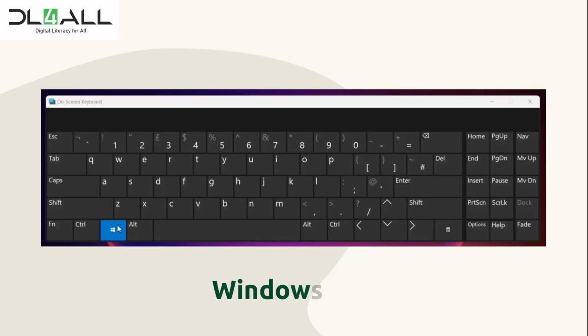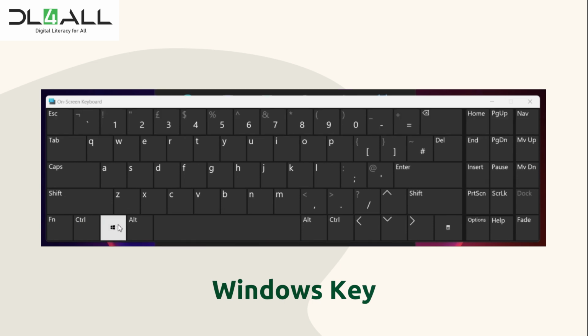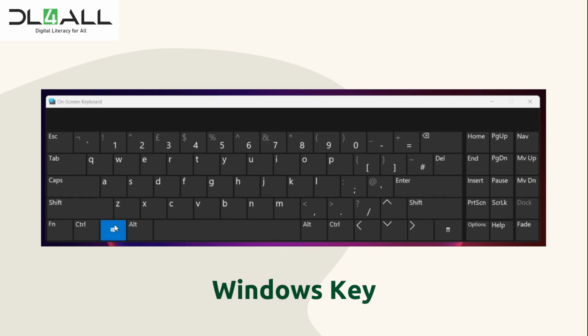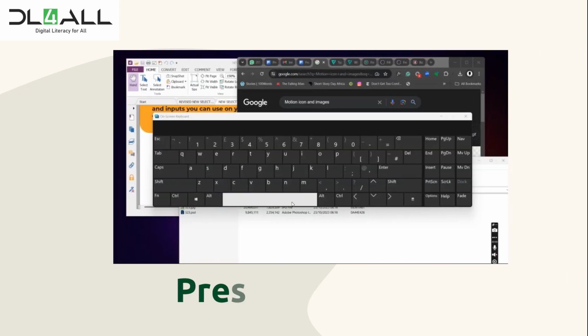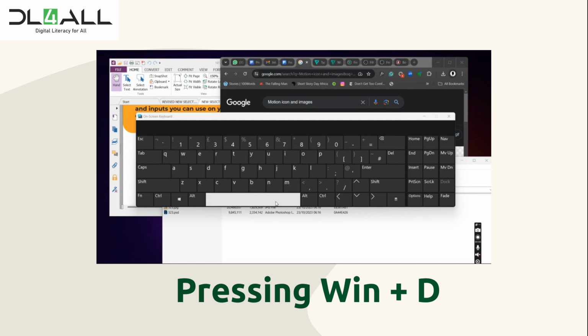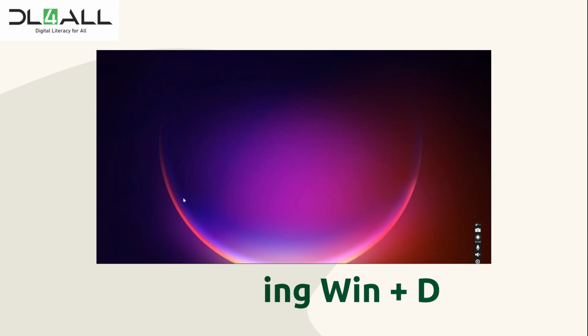Windows key. You can call it the Win key. On Windows computers, the Windows key is used to access the Start menu, open the Windows search function, and perform various system shortcuts. Pressing Win and D, for example, minimizes all open windows and shows the desktop.